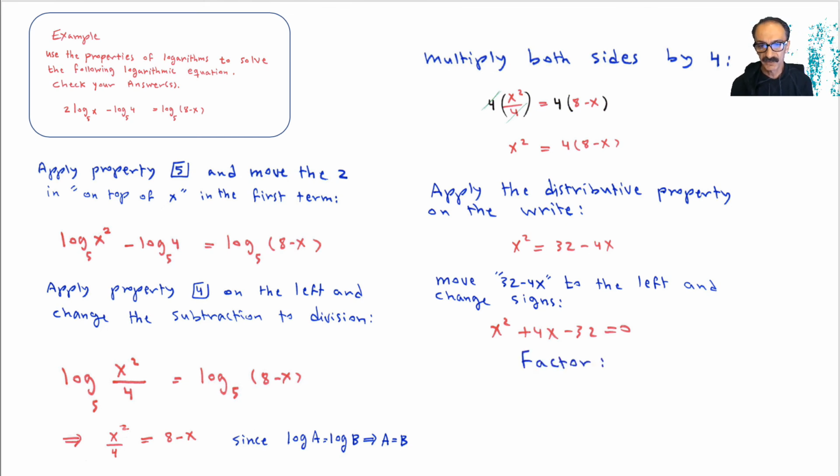To factor this, we start with x, and 32 will go like 16 times 2. That's too high. It's not going to give me a difference of 4 or a sum of 4. 8 and 4 will do. 8 times 4 is 32, and we have negative 4x and positive 8x combines to positive 4x. So we have two x's: x1 equals 4 and x2 equals negative 8.